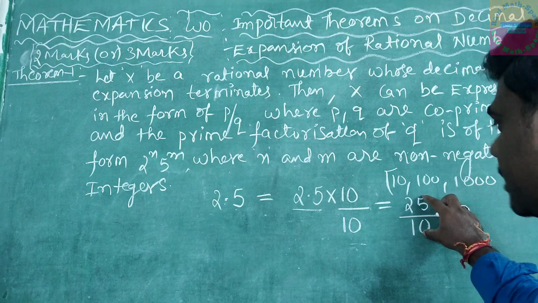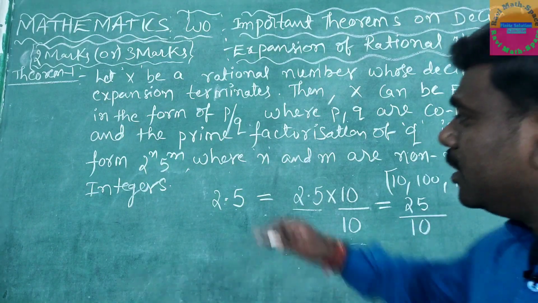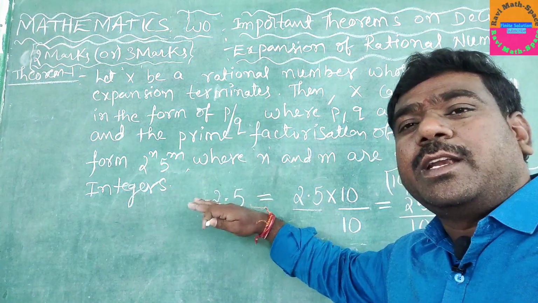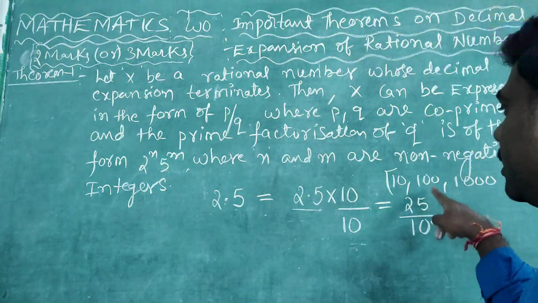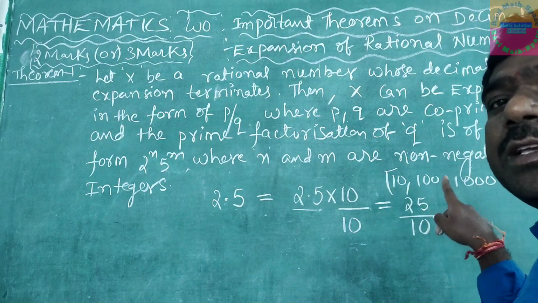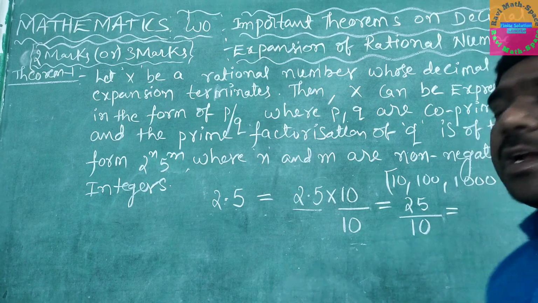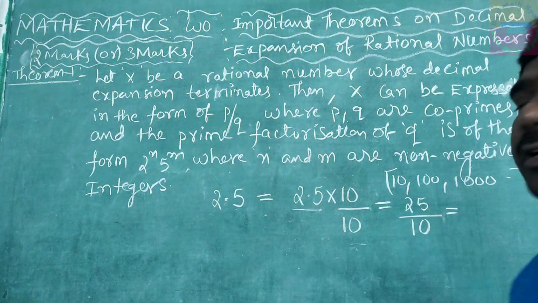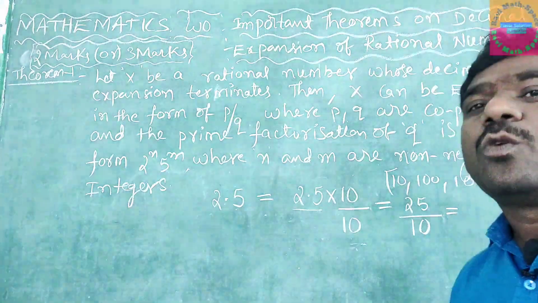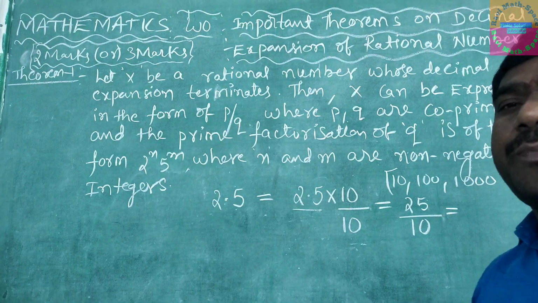Now this is a fraction in the form of P by Q. So the terminating decimal number, we converted into P by Q form, that is a rational number. So what is the rational number condition here? The numerator and denominator should be coprime. P and Q are coprime.